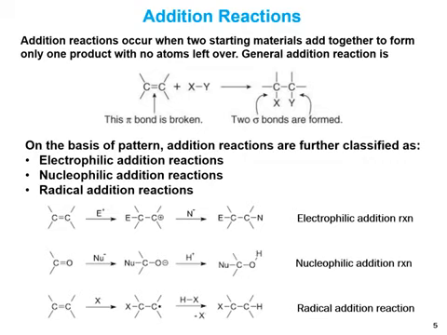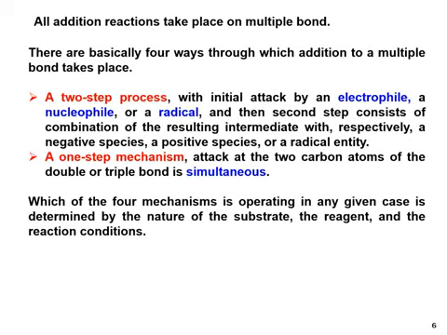When an addition reaction starts with the attack of an electrophile, it is called an electrophilic addition reaction. When the addition reaction initiates with a nucleophilic attack, it is called a nucleophilic addition reaction. When it initiates with a radical, it is called a radical addition reaction. All addition reactions take place on multiple bonds.